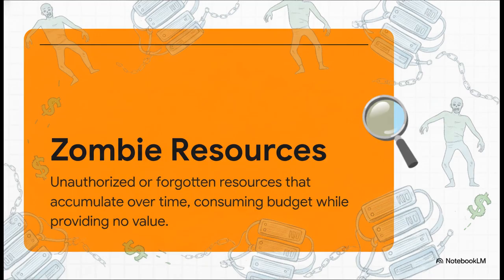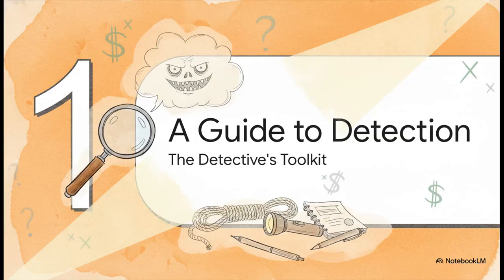Well, you know how it is. A developer spins up a test environment and just forgets to turn it off. Or an experiment from 2 years ago is still running in the background because nobody even remembers it's there. These are the zombies, unauthorized or forgotten things that just keep piling up, mindlessly munching on your budget. But hey, don't worry. You're not helpless against this zombie cost apocalypse. We're about to give you a detective's toolkit, a complete guide for systematically hunting down and identifying these hidden costs. So let's get into it.